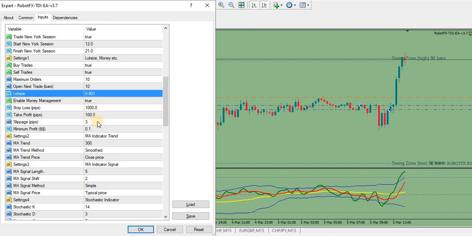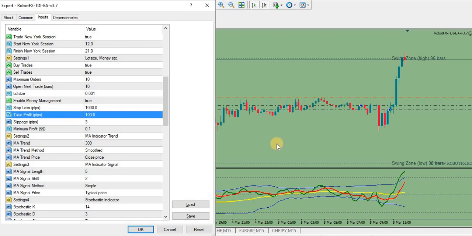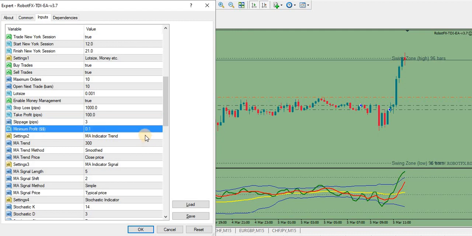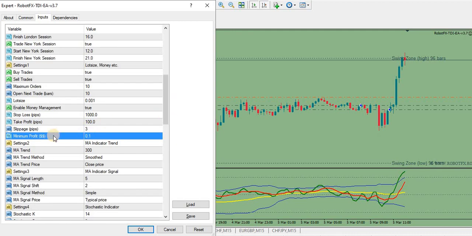Now, there's the option to set a stop loss. Incredibly huge stop loss I'm using for this example because I'm trying to test a new strategy. Doesn't matter. Take profit, slippage, this should be self-explanatory really. Minimum profit, we will go to this to explain a little later. Just remember that the minimum profit is set in the account currency, and for this it is 0.1, well, 10 cents.